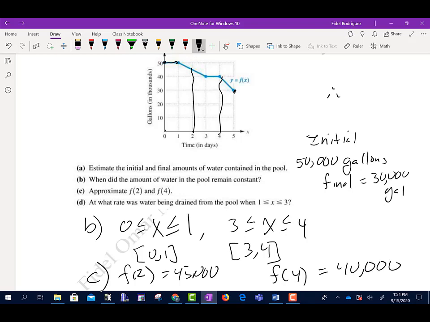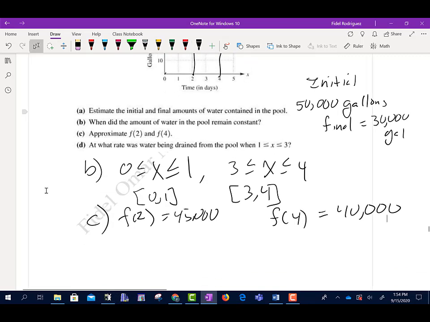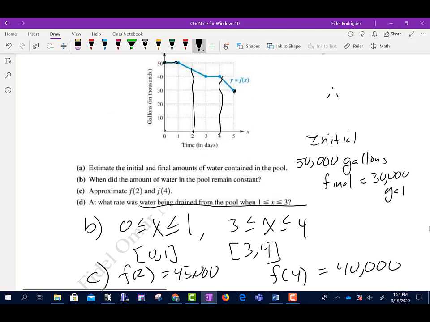Okay. And then part D, D as in dog, says, at what rate was the water being drained when x was between 1 and 3? So what that's asking us to do, basically, guys, let me get my, come on, pen. There we go. What that's asking me to do is, can I find the slope right here?